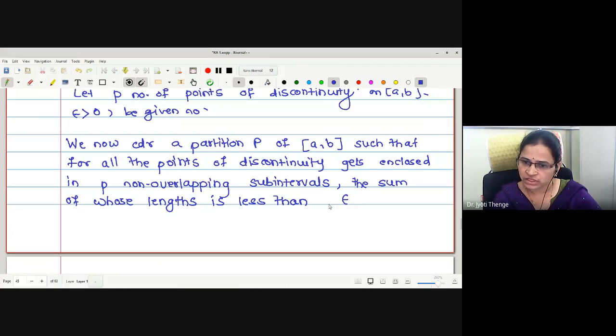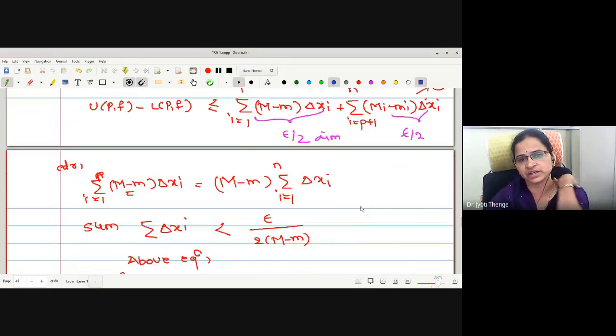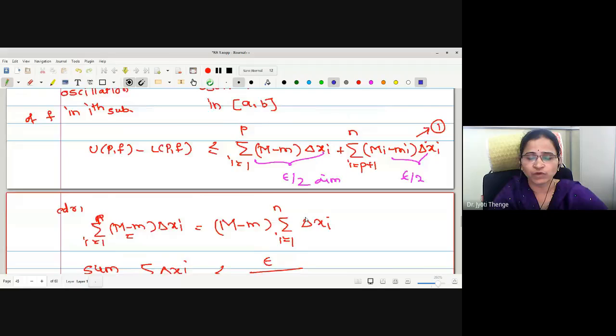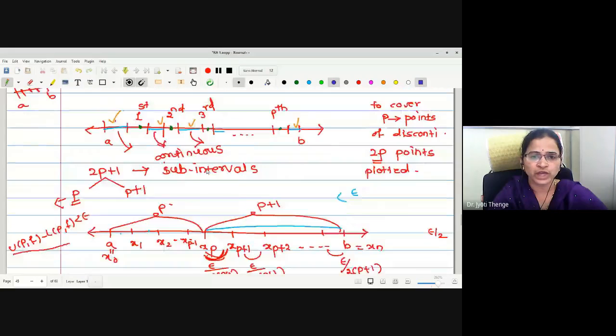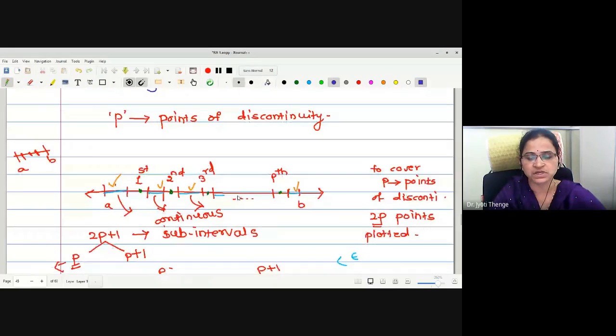epsilon upon 2 times M minus m, which we have already written here. Summation delta xi should be chosen like this. And here we have seen why the need is to select like this. Now, however small the number epsilon upon 2 times P plus 2 times M minus m is, we can make the interval so small such that the statement is going to be true.